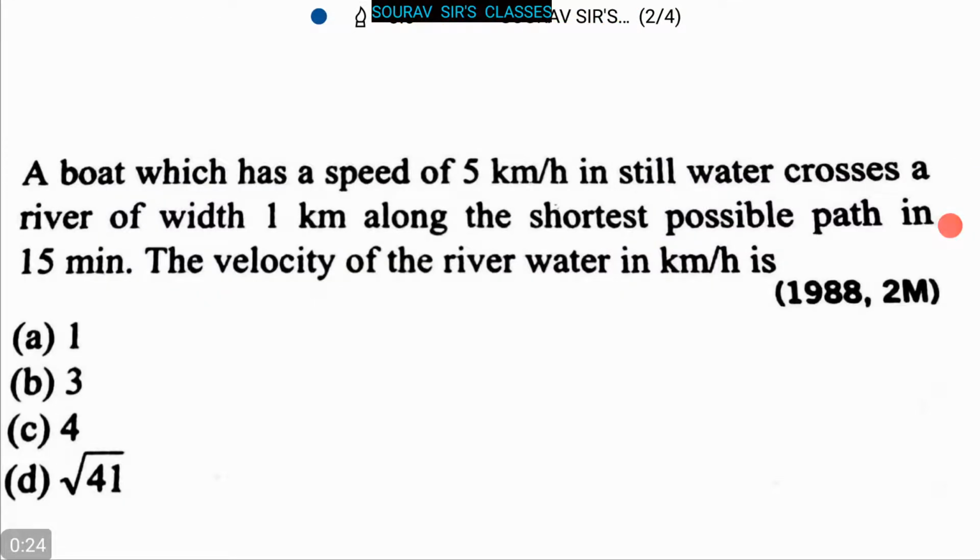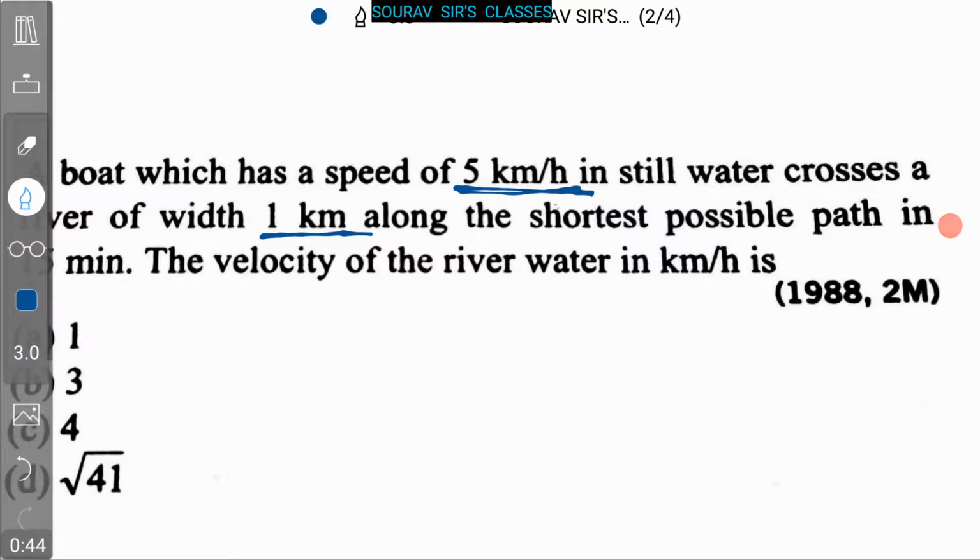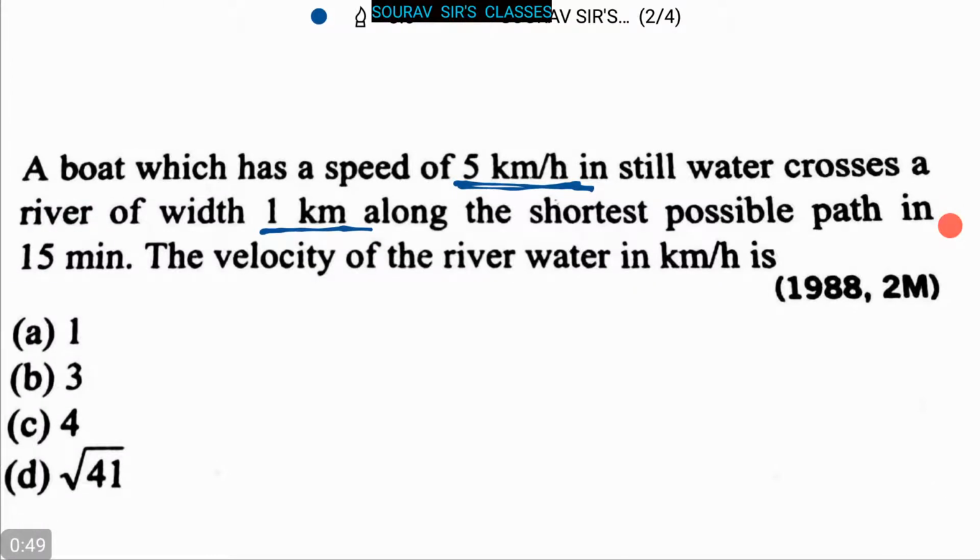Today we are solving some questions on kinematics, and here our first question is: a boat which has a speed of 5 km per hour, in still water, crosses a river of width 1 km along the shortest possible path in 15 minutes. The velocity of the river water in km per hour is, and here 4 options are given: option A is 1, option B is 3, option C is 4, and option D is root 41.